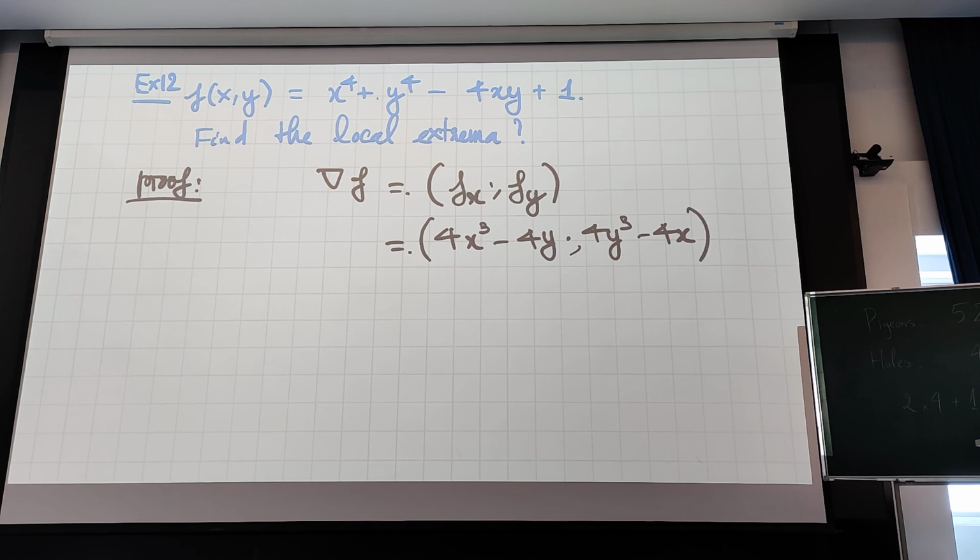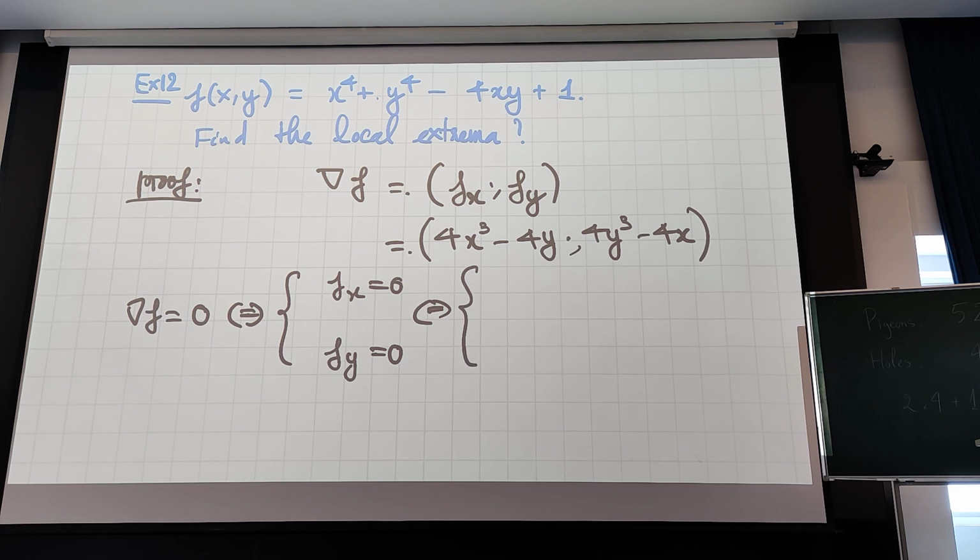So you can see that the partial derivatives are always defined. So we have no singular points. We can only expect to find stationary points. So we need to consider the equation of the gradient vector of f equal to 0. That is equivalent to fx equal to 0 and fy equal to 0 to find the stationary points. So, using the previous formula, you have this.